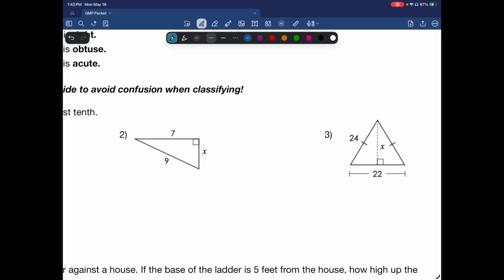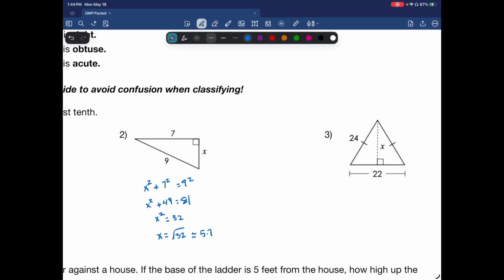On number two, x is one of your legs, so it doesn't matter which leg you let it be. You got x squared plus 7 squared equals 9 squared. So x squared plus 49 equals 81. X squared equals 32. So x equals the square root of 32. And if we're rounding to one decimal place, that's going to be 5.7.